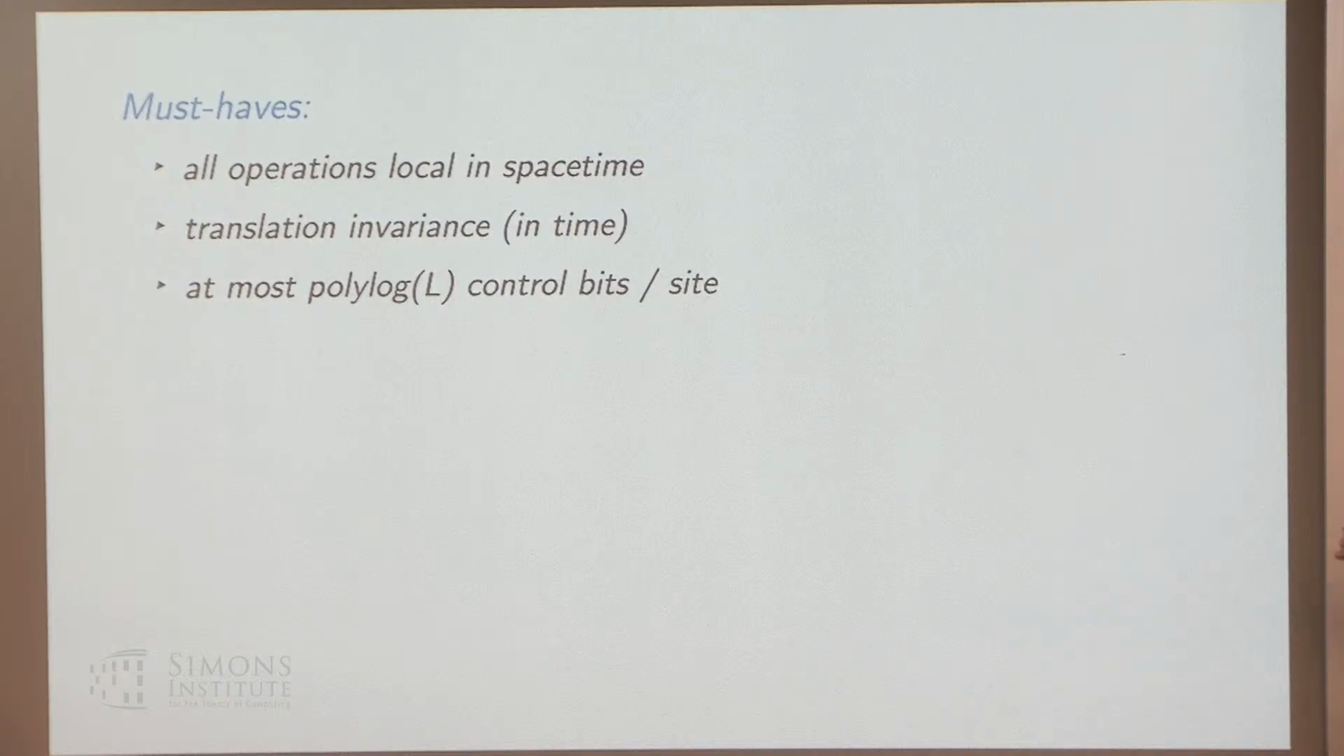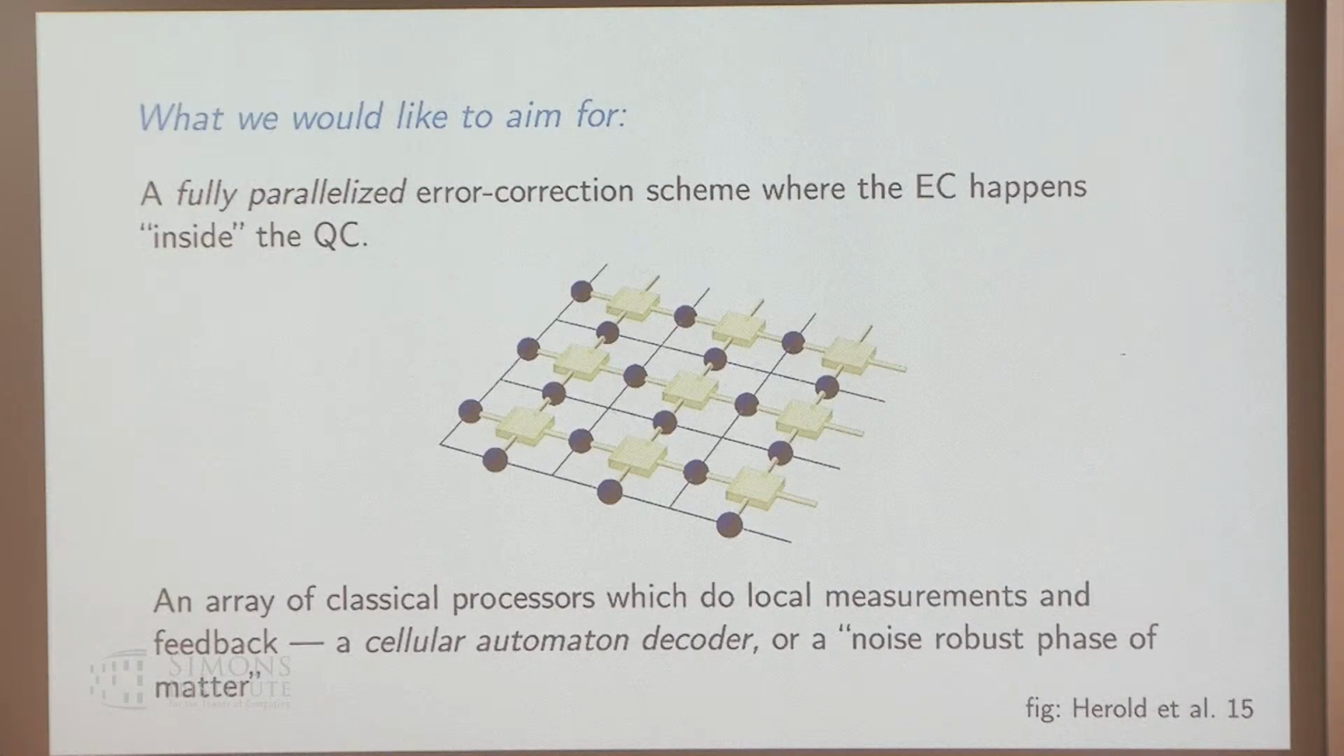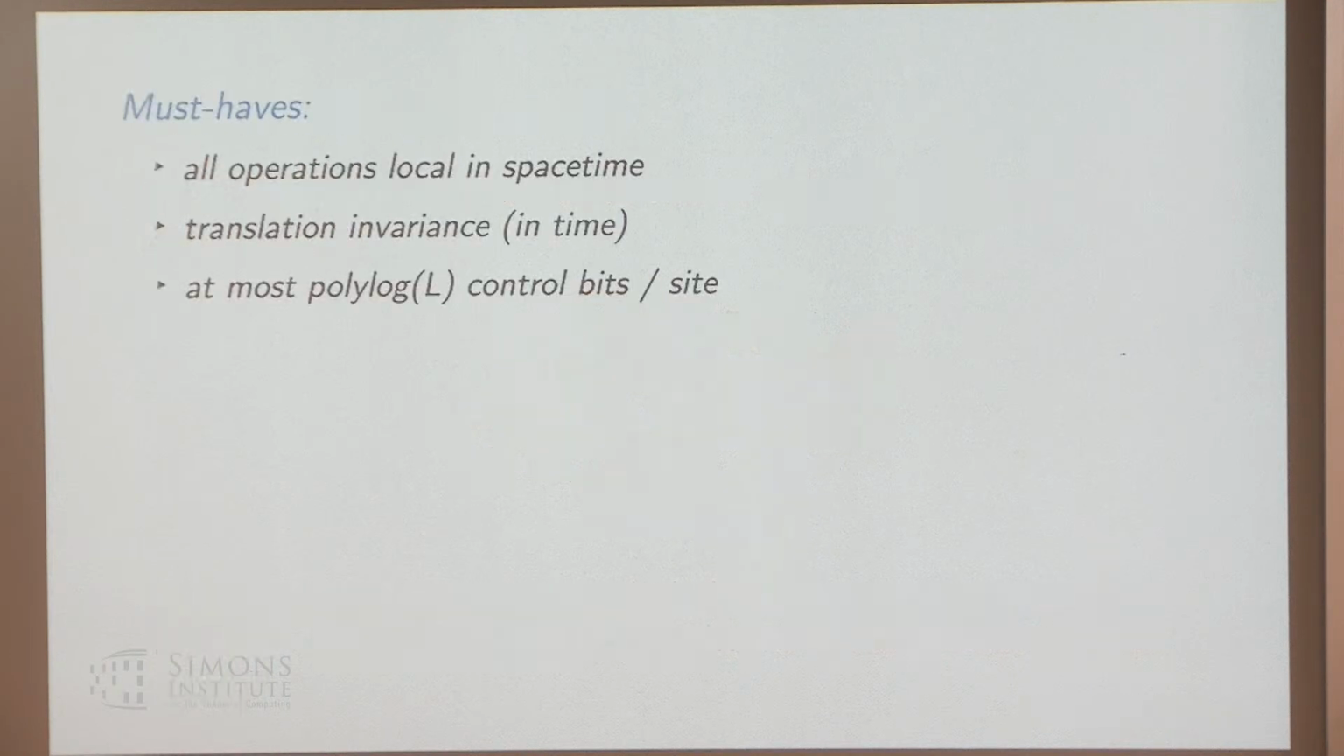The other thing I'm going to demand for the purposes of this talk is translation invariance, at least in time. So I want all of my entities, my data processing units here, to just be implementing the same thing at every time step of my simulation. And then I'd also like that the number of classical control bits at each site in my system not be too large. So for this talk, I'm going to want it to not grow faster than, say, a logarithm of the system size. Okay.